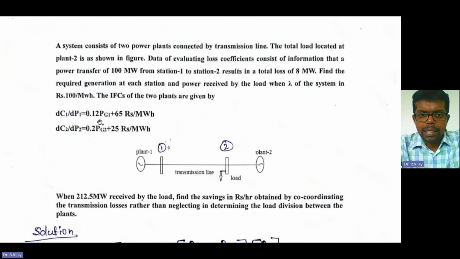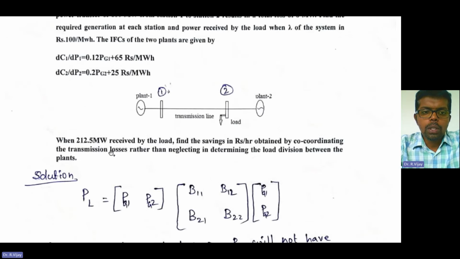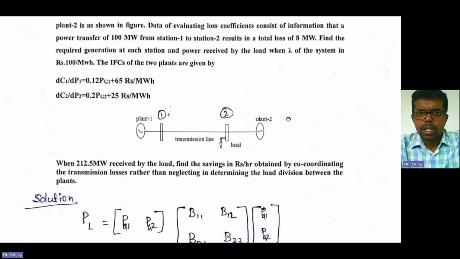There are two plants, plant 1 and plant 2, and two buses, bus 1 and bus 2, and bus 2 is connected to the load, where 212.5 megawatt is received by the load, that is the demand. Find the savings in rupees per hour obtained by coordinating the transmission losses rather than neglecting them in determining the load division between the plants. So that is the problem given.